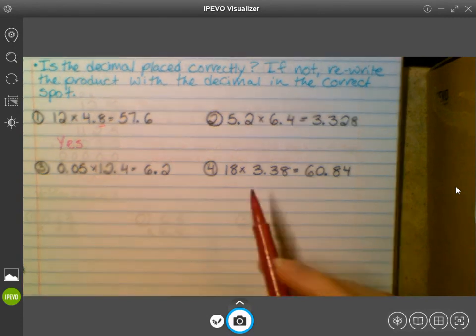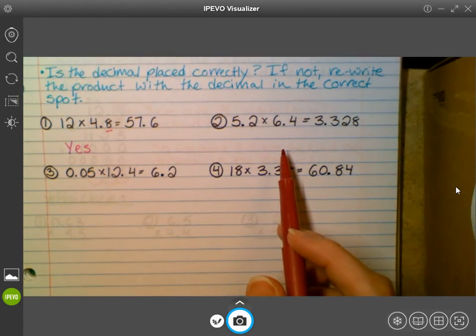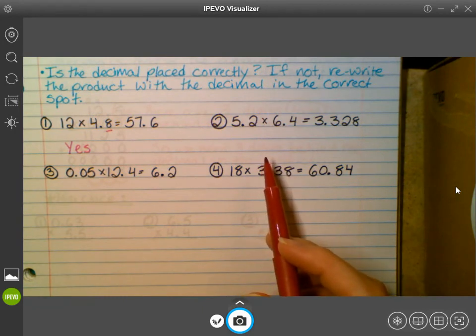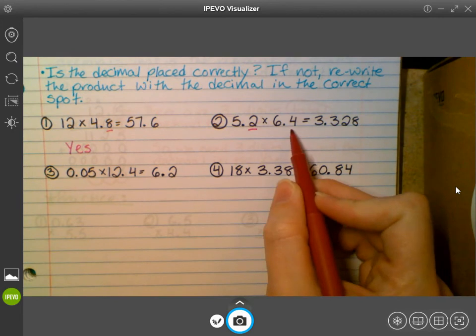For number 2, how many digits do I have to the right of my decimal in the problem? Show me. In the problem, not the answer, in the problem, there are how many digits to the right of the decimal? There are 2. I have this 2 and this 4, right?